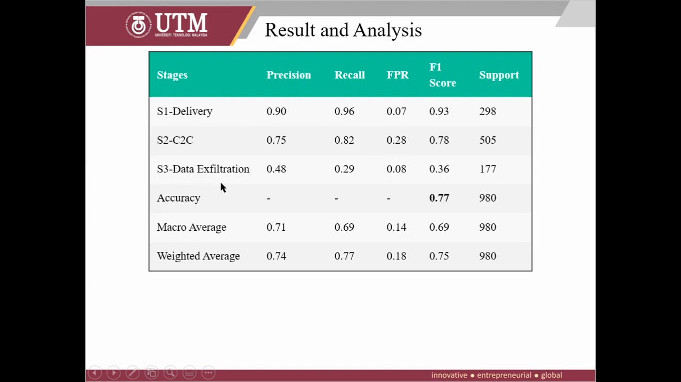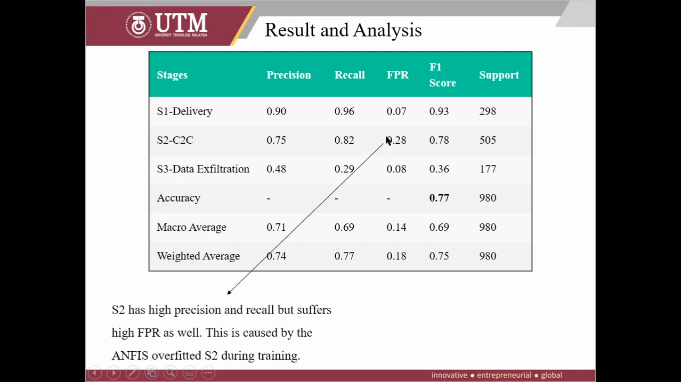But in S3, we are seeing low numbers here, 48% and 29%, which is very low, and the false positive rate is quite low as well, which is good. So what contributes to the high false positive rate of our S2 here? As mentioned earlier, probably because it's being overfitted. That's why it has high true positives, but also high false positives here.